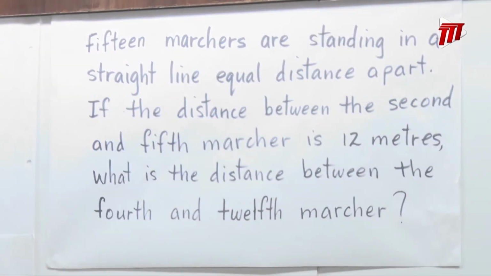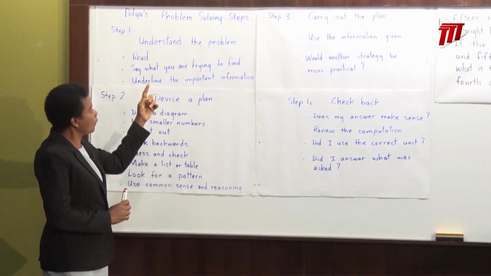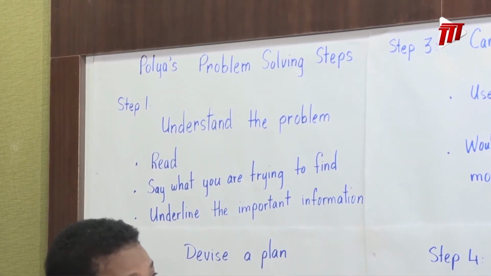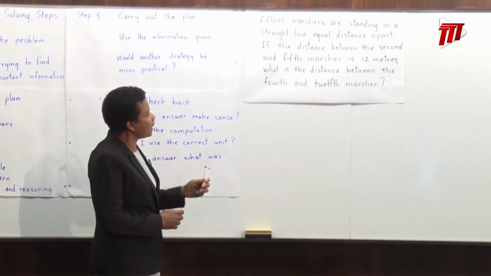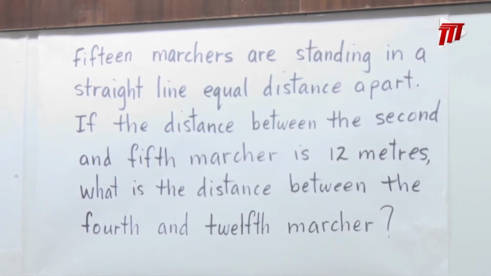15 marchers are standing in a straight line equal distance apart. If the distance between the second and fifth marcher is 12 meters, what is the distance between the fourth and 12th marcher? So we are going to say what we are trying to find. We are trying to find how far apart the 12th marcher is from the 4th marcher.